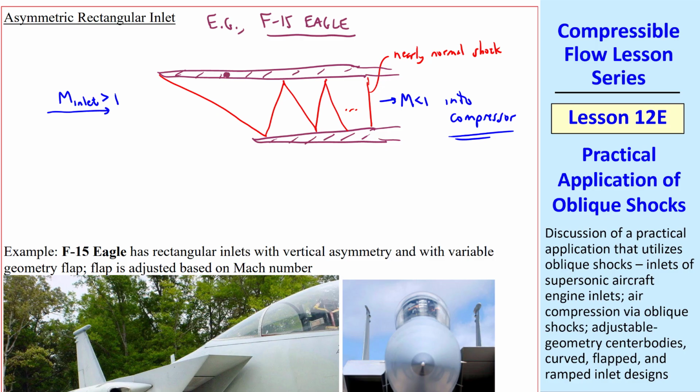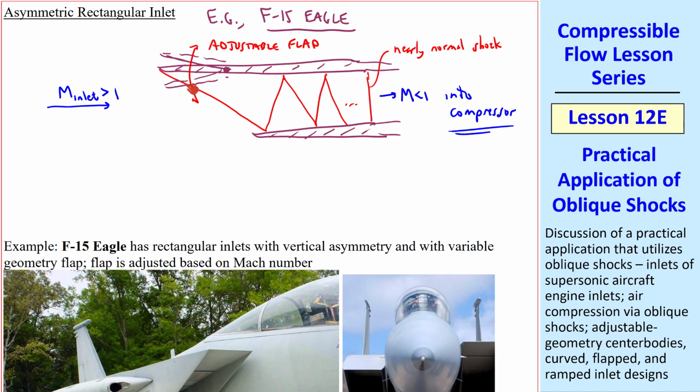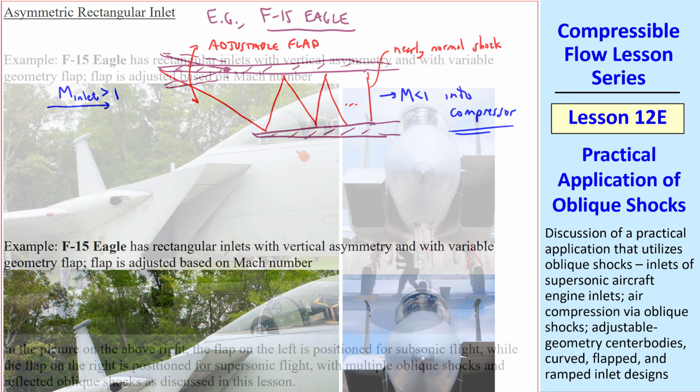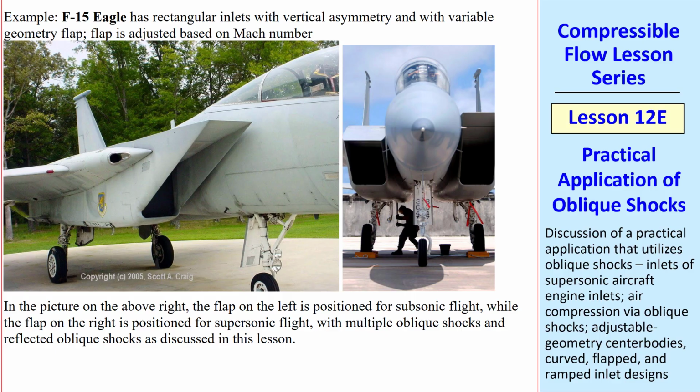The F-15 has an adjustable flap on the cowling to ensure that this oblique shock hits the lower cowling and doesn't bypass it. If the oblique shock bypasses this lower cowling, you would have supersonic flow going into the compressor. The adjustable flap serves the same purpose as the adjustable cone on the SR-71, but this flow is nearly two-dimensional instead of round. Here are some pictures of the engine inlets in the F-15.